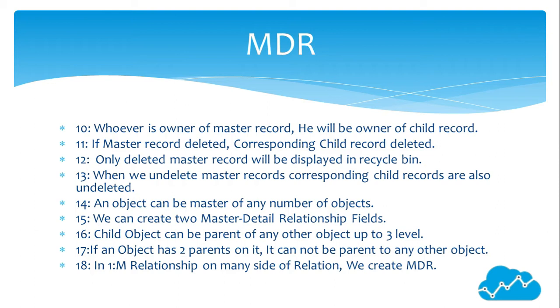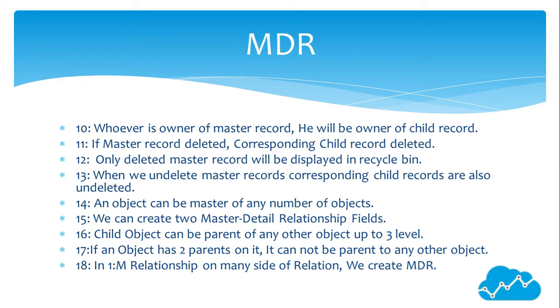If master record is deleted, corresponding child records are deleted. Only the deleted master record will be displayed in recycle bin. When we undelete master record, corresponding child records are also undeleted. An object can be master of any number of objects. We can create two master detail relationship fields.